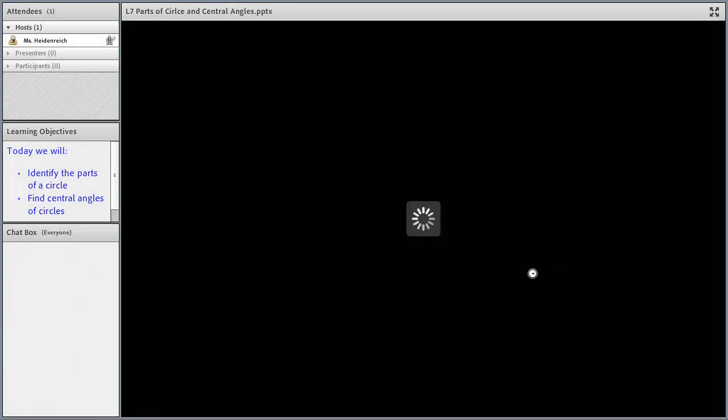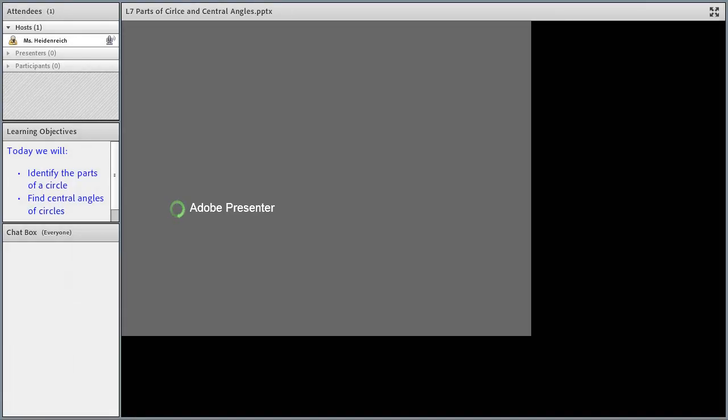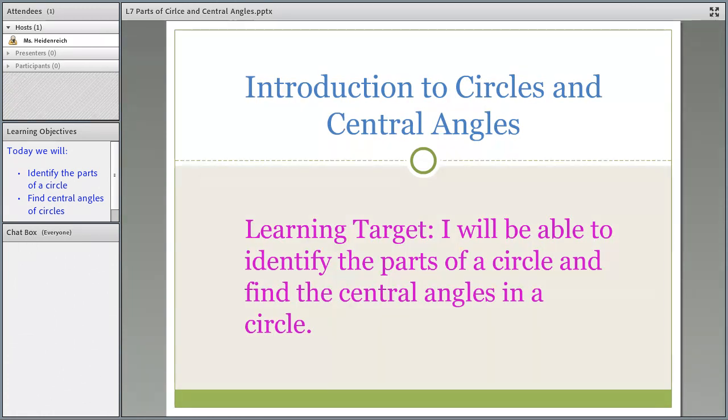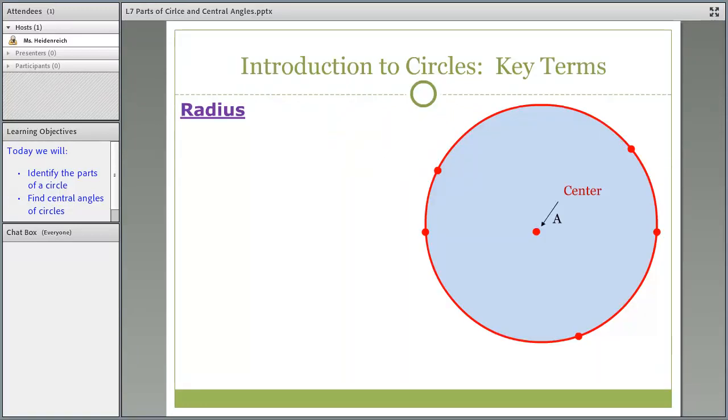Everyone, today we're going to be talking about circles and central angles, and specifically by the end of the lesson we're going to be able to identify the parts of a circle and find the central angles in the circle. So we're going to begin with 3 vocabulary words.